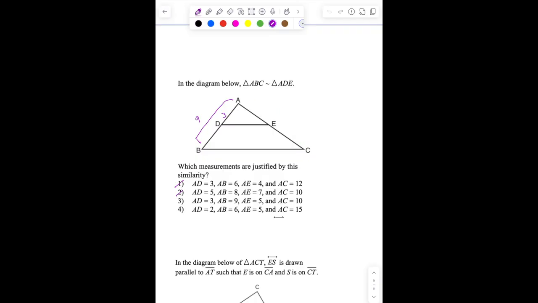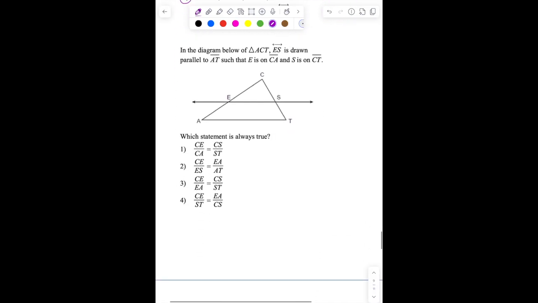So our correct answer is our last one, and let's see why. We have 2 and 6, we have 5 and 15, and we see it's going to be a scale factor of 3. You can set up the proportion just to see if you wanted to. That's 30, that's 30. It checks out. Answer choice 4 is the correct one.